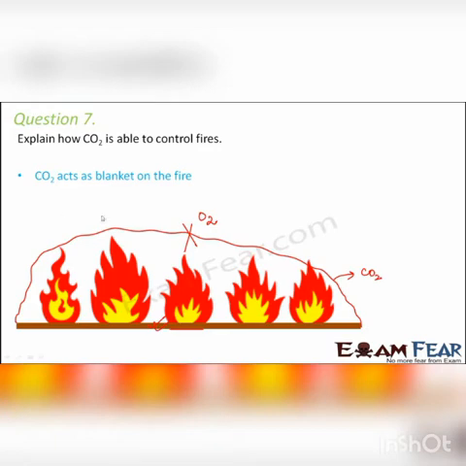And why does carbon dioxide form this blanket? Because carbon dioxide is heavier than oxygen. Therefore it tends to settle down, and that's how it forms a layer below oxygen. So it acts as a blanket on the fire, contact with oxygen is lost, and therefore the fire gets extinguished.